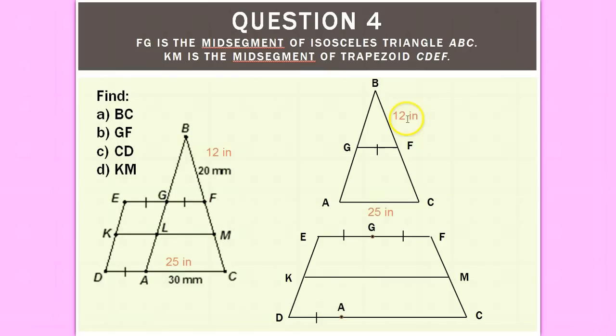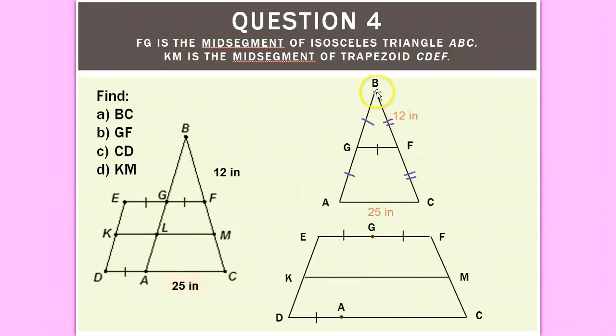Now I know, because the problem told me that FG is the mid-segment of this isosceles triangle, that BF is congruent to FC, just because that's what mid-segment means. If GF is a mid-segment, it breaks this right-hand side of the triangle into 2 equal pieces. And the same thing on the left-hand side, BG and GA are also the same. So if we go over to the original picture, we know that BF is 12 inches and AC is 25 inches. And I've marked that over here.